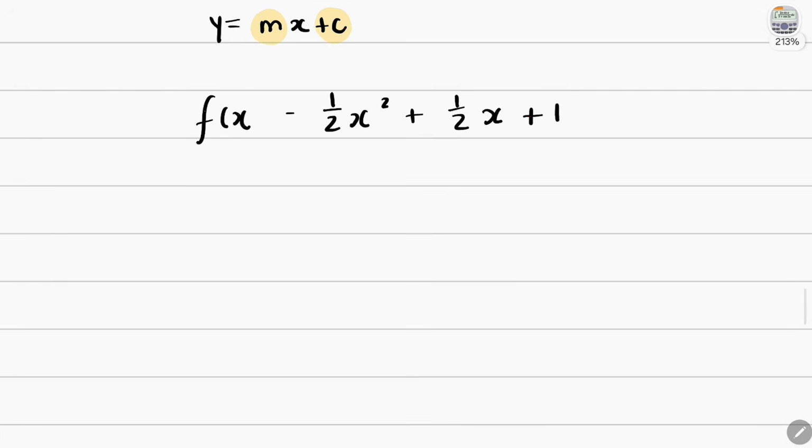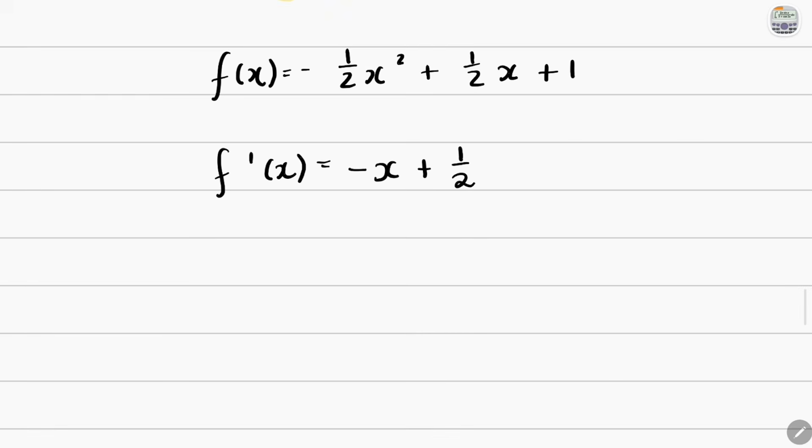So this is f of x, and we'll find f prime of x, and that will give us the general gradient of the parabola. Okay, so that is negative 1 over 2 times 2, which is negative x. Exponent minus 1 is 1, and you don't have to rewrite it. Then we have 1 over 2 times the exponent of 1, which is plus 1 over 2. And you will say exponent minus 1, but that's 0, and anything to the power of 0 is 1. That multiplies the half to stay a half. So this is the general gradient of the parabola.